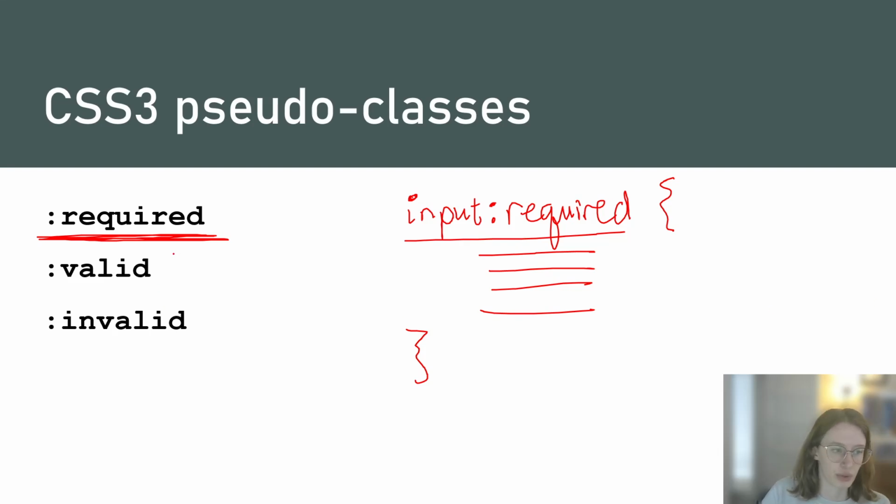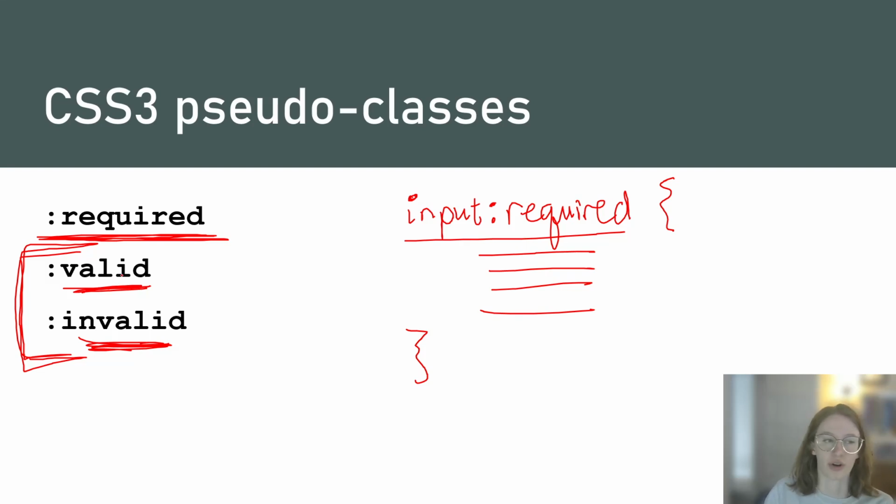And similarly, you can do the same thing with your valid and invalid fields. So that will be depending on your data validation attributes you have. That will determine whether or not the individual fields are deemed valid or invalid.